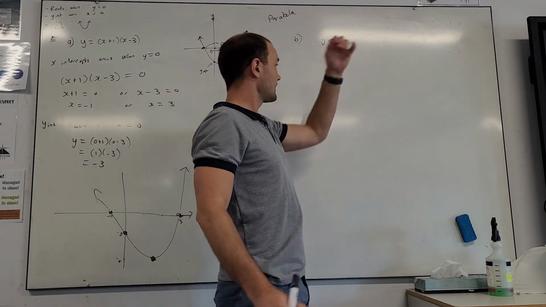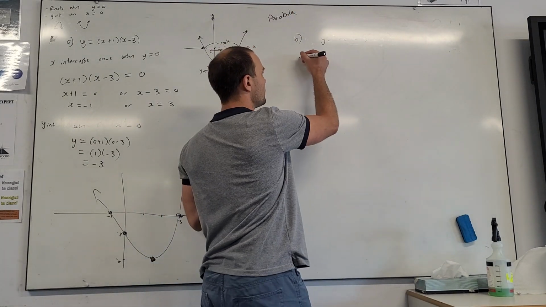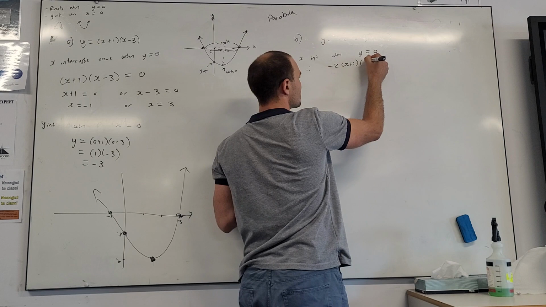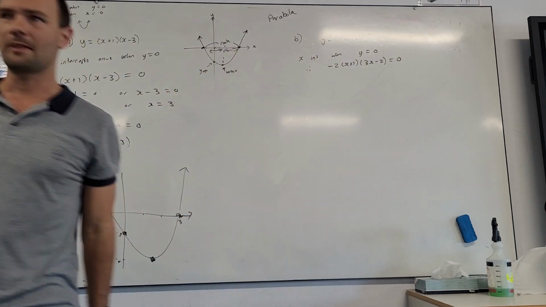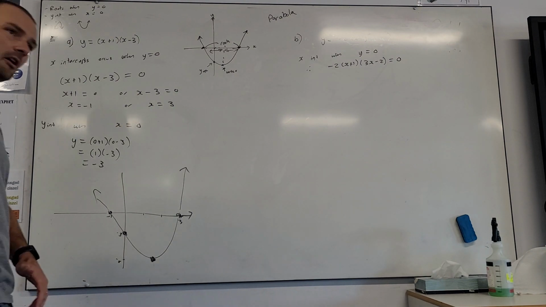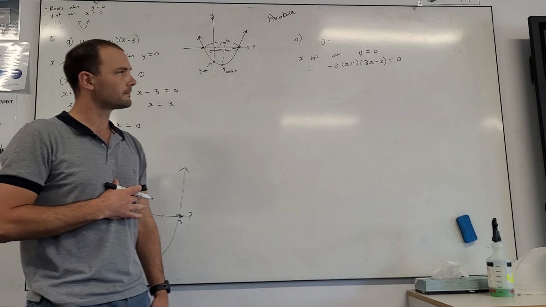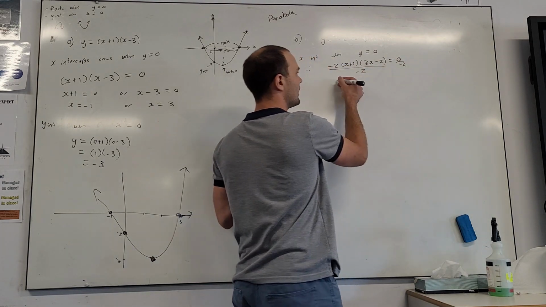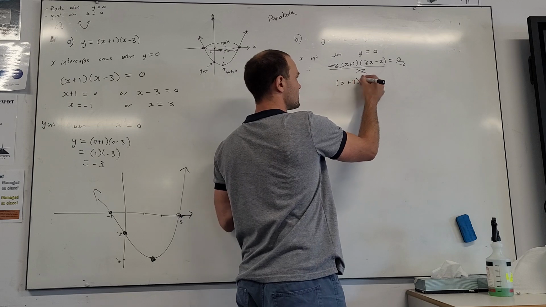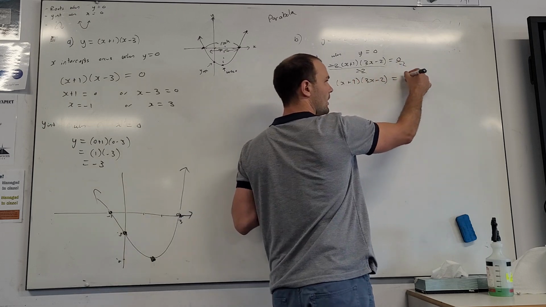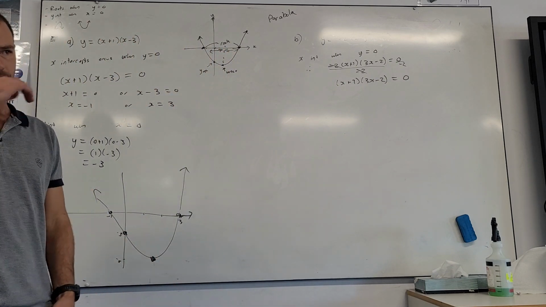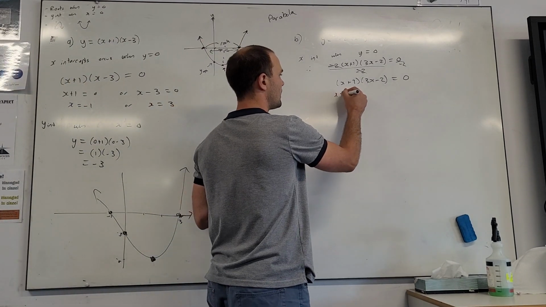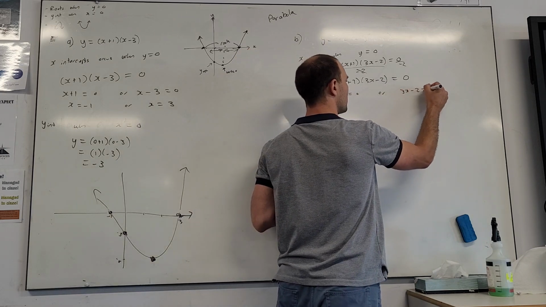Okay, next one. Minus 2 times x plus 1 times 3x take 2. So first, let's find the x-intercepts. y is 0. Now this minus 2 out the front is actually going to have no impact on the roots, because remember we can do anything as long as we do it to both sides. We're going to divide both sides by minus 2. If I divide both sides by minus 2, that's going to cancel. We're left with x plus 1 times 3x take 2 equals, well 0 divided by minus 2 is just 0. Okay, we'll apply the null factor law. x plus 1 is 0, or 3x take 2 is 0.